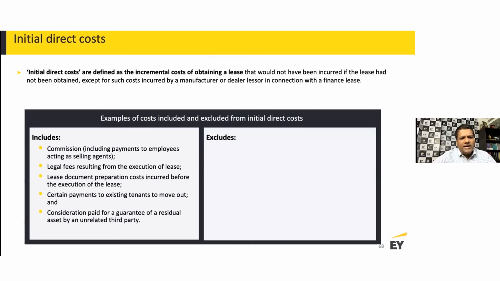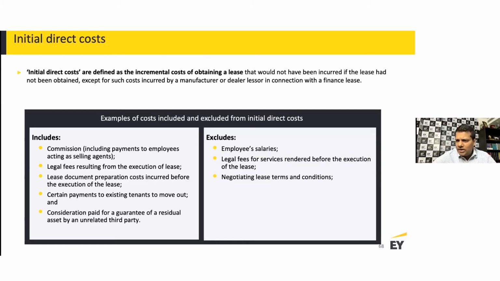What is it I need to exclude? Employee salaries, which I have to pay irrespective of the fact that whether there is a lease arrangement or not. Now, if I have to pay a bonus, right, which is linked to successful closure, that becomes an incremental cost. Legal fee for services rendered before the execution of the lease, it is not incremental. Negotiating lease terms and conditions, advertisement, depreciation, all of them in a way are to be excluded, right?